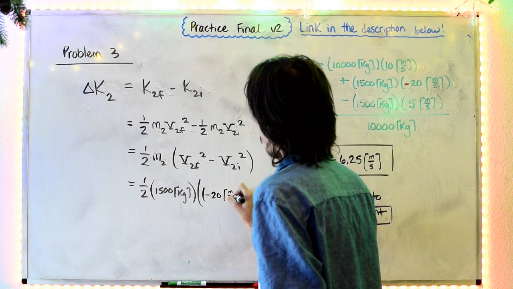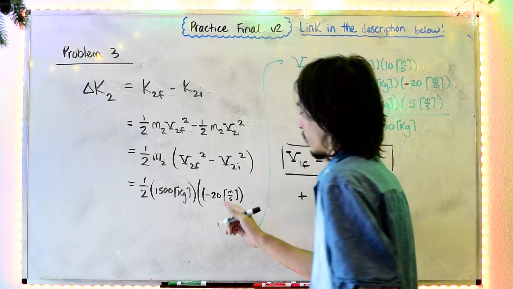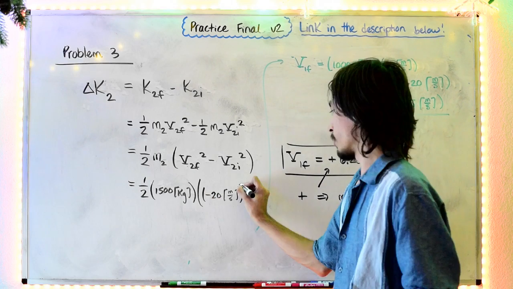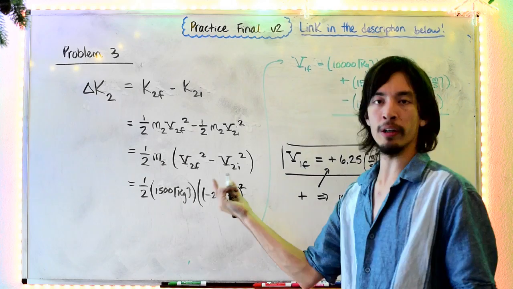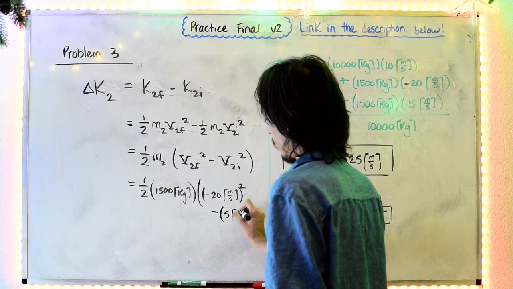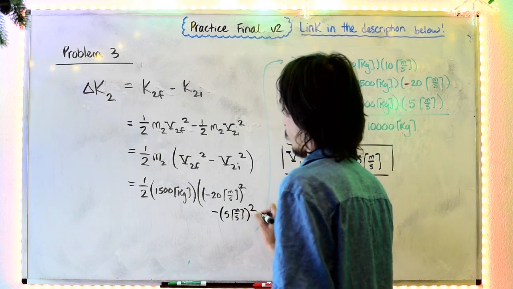Of course, when you take that number and you square it, remember that the minus sign will get squared out, so the minus sign is not relevant at all. And you're subtracting off v2 final squared, which is 5 meters per second squared.